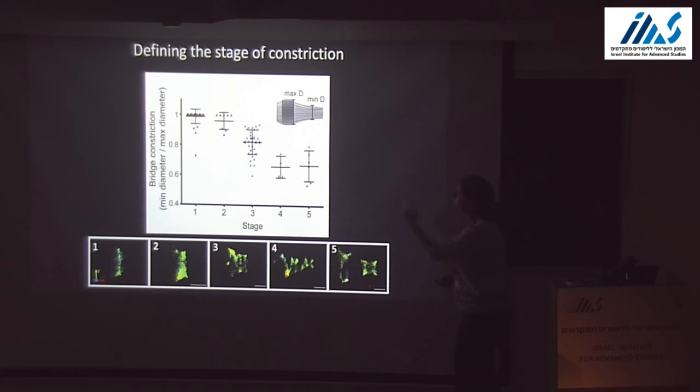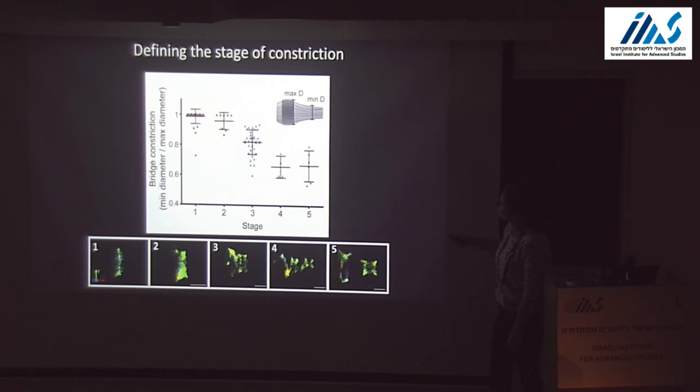And second, we took all the data, and because we knew we are dealing with a constriction event, we just measured the ratio between the diameter here and the diameter here. And that gave us an indication for how progressed we are in this constriction process. You can see that data, divided by the stage. Here the bridge is not constricted, and here the bridge is fairly constricted, indicating that this is the late stage.